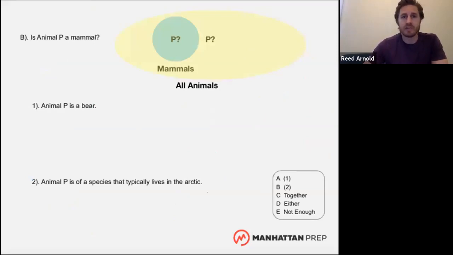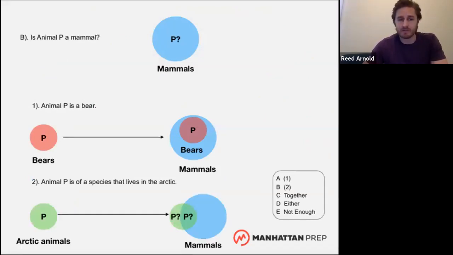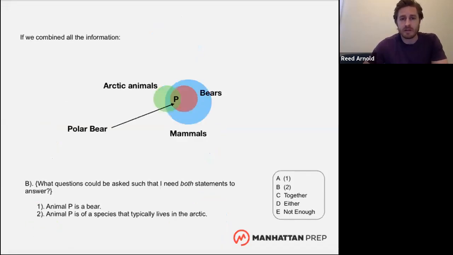And to use that example we saw earlier, let's bring back the colored circles with the facts. So I want to know if P is in the mammal circle. Am I in the green or the blue mammal circle? Well, I'm in the red bear circle. And I know, because it's common knowledge, that the red bear circle is in the blue mammal circle. So I must be in the mammal circle. If I'm in the Arctic circle, I might be in the mammal circle. I might not be. If we take all this together, if I'm in the bear circle, I'm in the Arctic circle, and I'm in the mammal circle, I'm a polar bear.